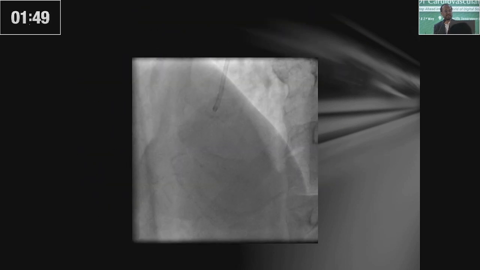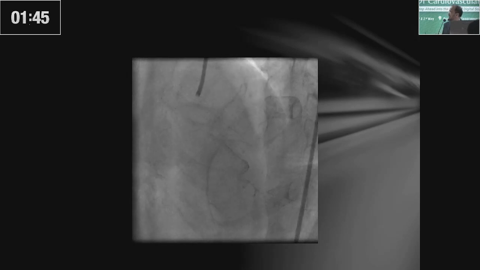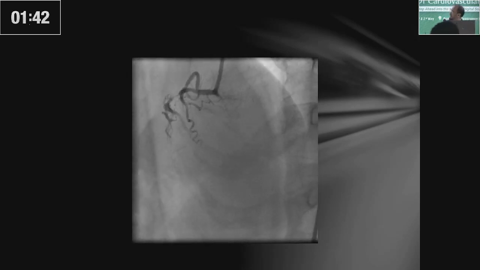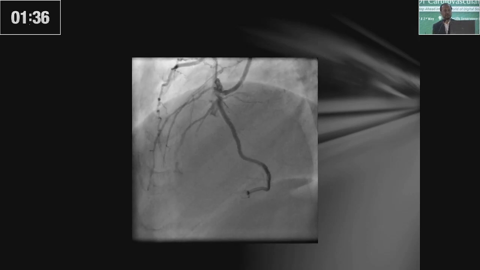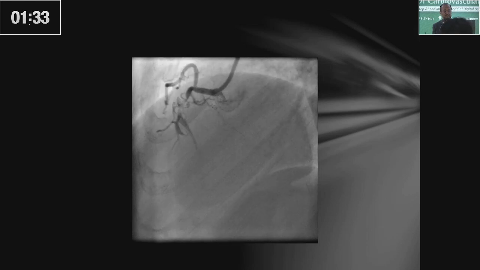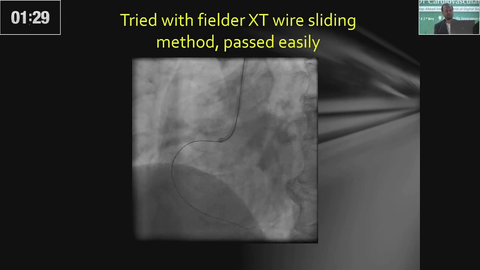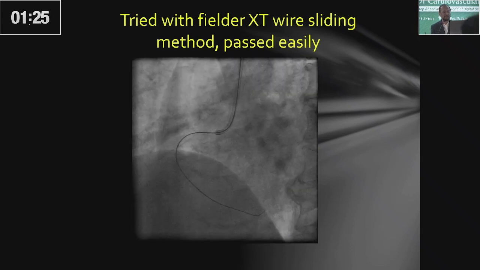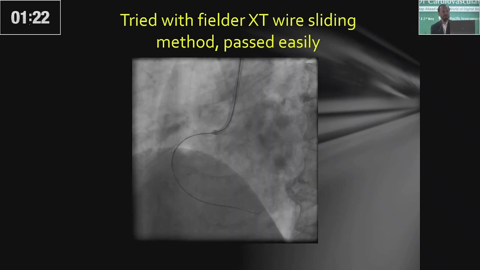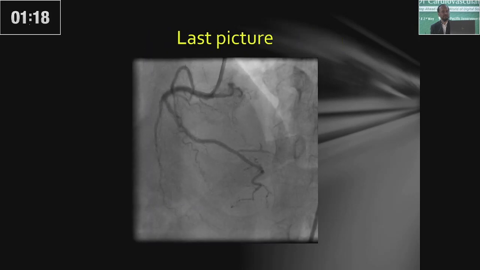There's a case example. You can see this is an RCA CTO, and there are some microchannels, though we're not sure which one to poke, so you have to take different views to see the correct microchannel. And then by the help of a microcatheter on a Fielder XT wire, by the sliding method, it passed easily. So the CTO was done in 5 minutes. Putting in the stent, and this is the last picture.